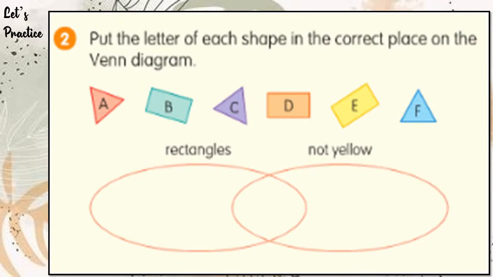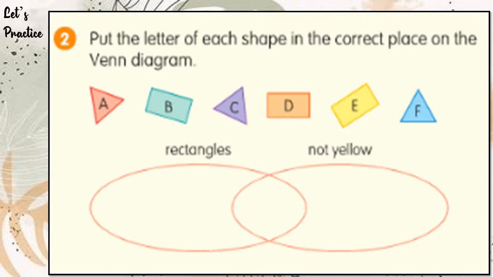Okay, let's continue to the second question. Look at the picture. Put the letter of its shape in the correct place on the Venn diagram below. What letters do you see? Good job. Letters A, B, C, D, E, and F. But they have different shapes. You must sort them by using a Venn diagram. This is an oval. Please write the rectangle and also not yellow. Please draw.